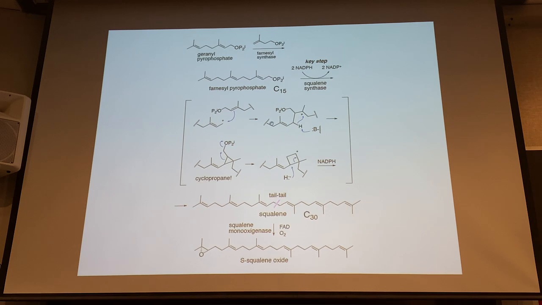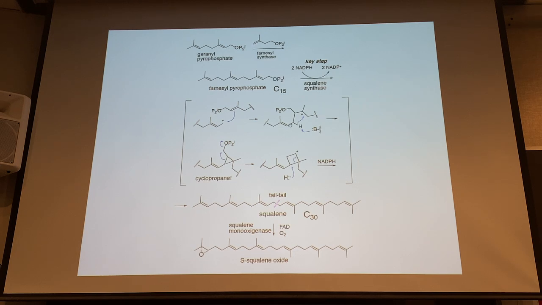Now, this is kind of the key step called squalene synthase. And this is just for your information now. These get very complicated, these mechanisms. I just want you to appreciate these. But you can actually understand them based on all the principles we've covered in this class, okay?